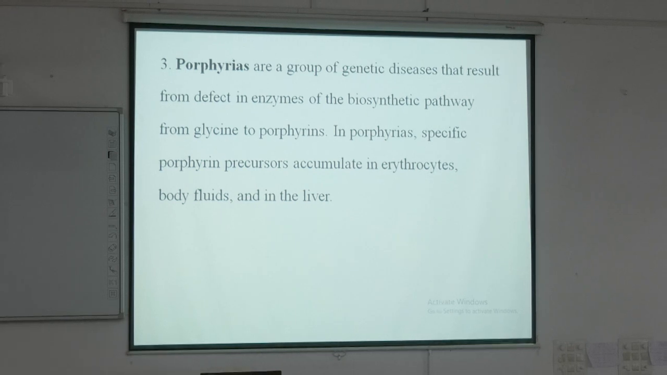So the question is asked, what is porphyria? Porphyria is again a metabolic pathway defect in which an enzyme is defective. If the enzyme is defective, these porphyrins are not going to the next step of metabolism.